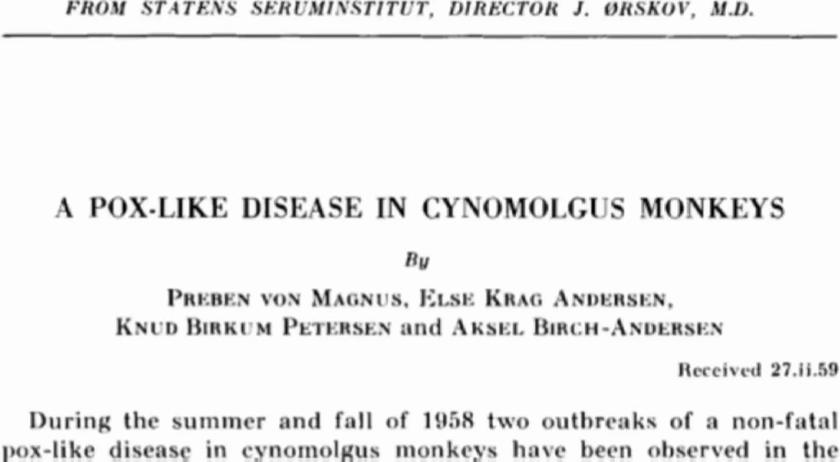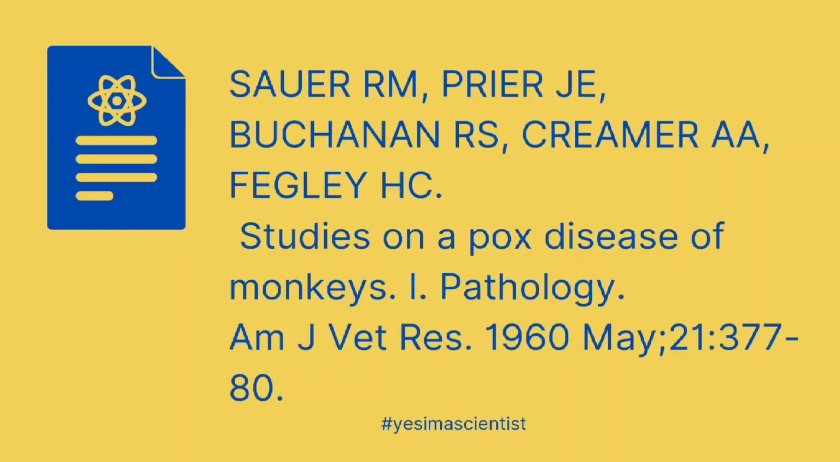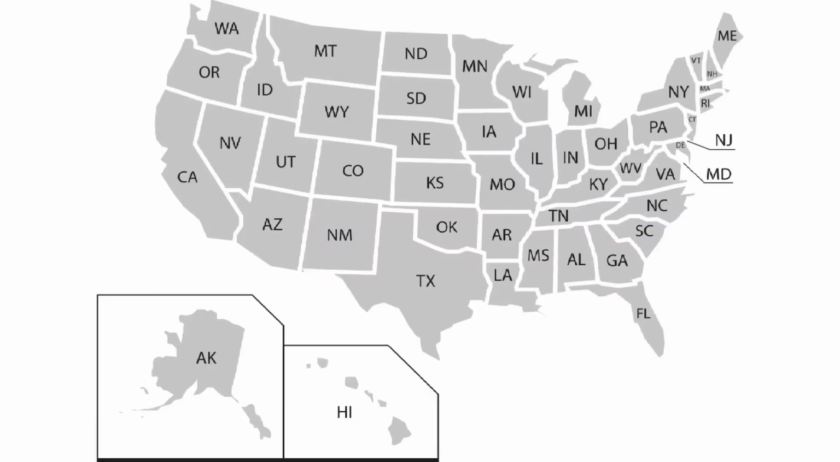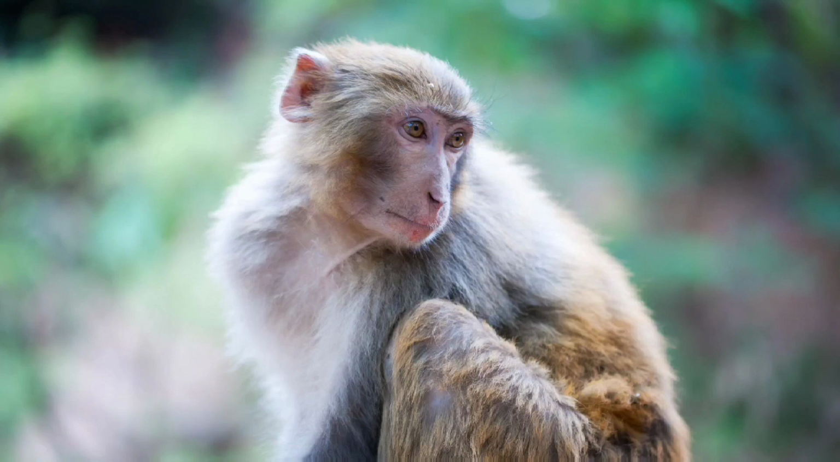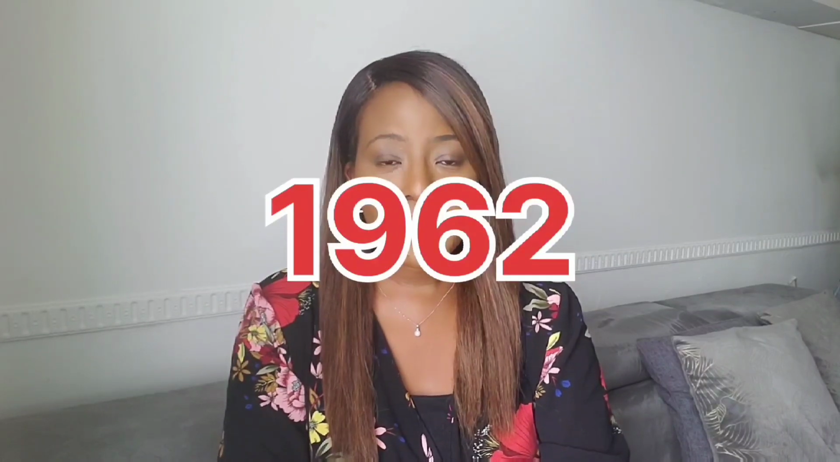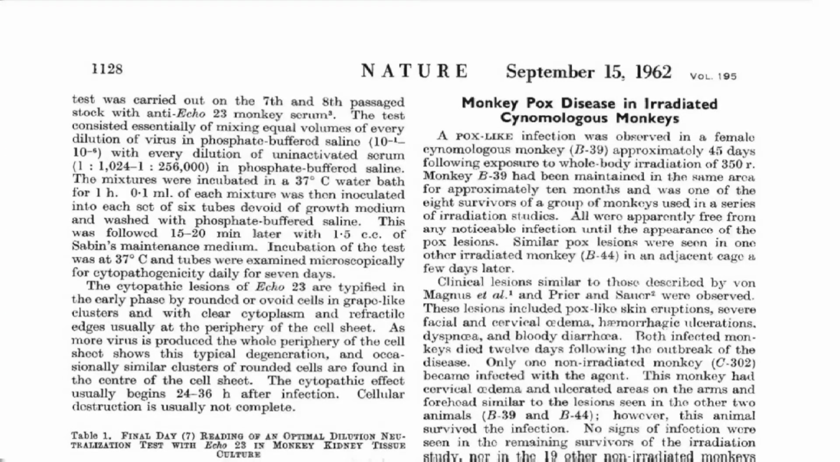These animals were regularly given antibiotics and appeared to be in good, satisfactory health. However, scientists reported that they began to develop skin lesions, and they had 2 outbreaks of monkeypox. Interestingly, that same year there was also another monkeypox outbreak. It was reported that a colony of captive monkeys in Philadelphia in the US had developed monkeypox. In 1962, a second monkeypox outbreak was seen in the US. 2 experimental monkeys that had been exposed to whole-body radiation developed lesions similar to those reported by Magnus and Pryor.